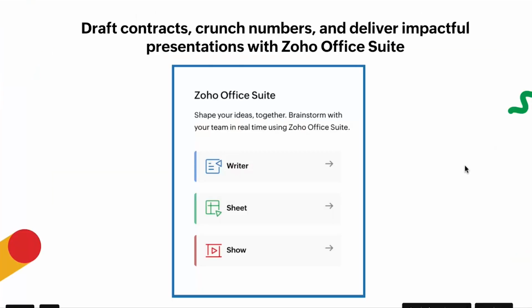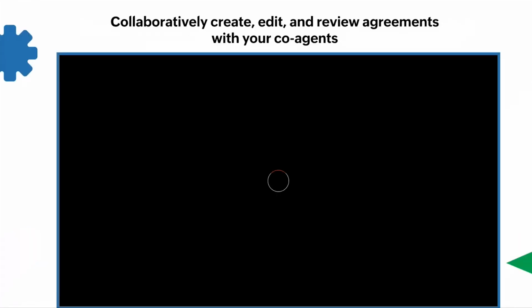So moving on to the next. As I already mentioned, WorkDrive comes with a built-in Office suite. So with that, you get access to Writer, which is our word processor tool, Sheet, which is our spreadsheet tool, Show, our presentation tool. The beauty about all these three apps is they are real-time collaborative in nature, and they have smart AI assistants called Zia, and they also support unlimited file versions. So with this, you can draft your agreements or documents, you can track your property listings or customer records, and you can deliver impactful presentations.